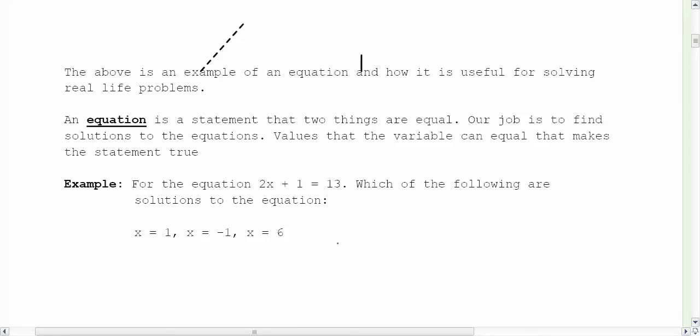Okay. The above is an example of an equation and how it is useful for solving real-life problems. An equation is a statement that two things are equal. Our job is to find solutions to the equation. And what we mean by a solution is a value that, when we plug it into the equation, becomes a true statement. So the values we can replace the x with, and when we do that, we get a true statement.